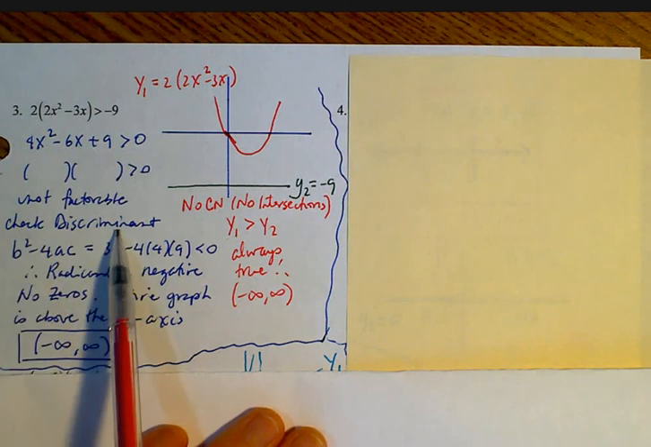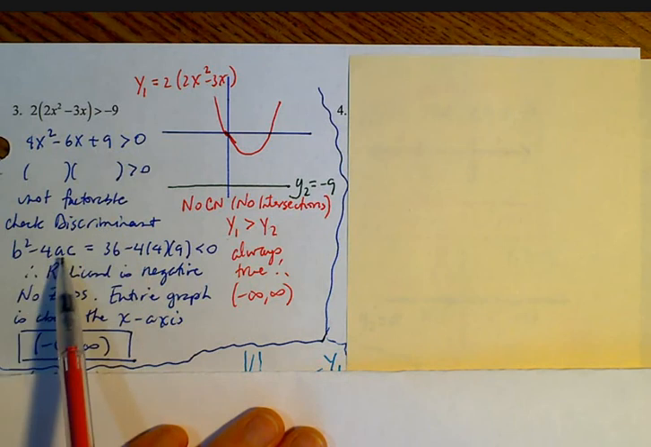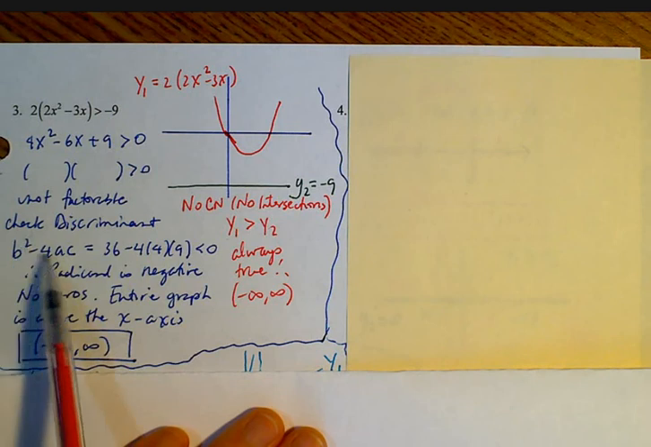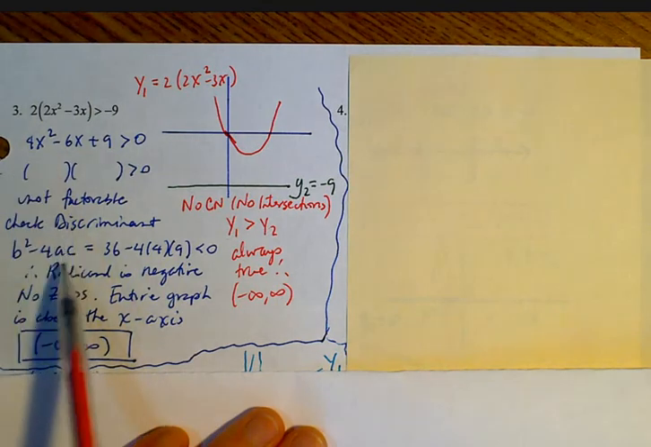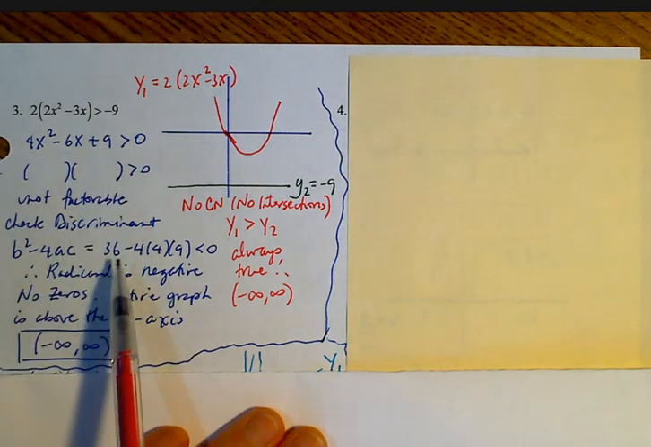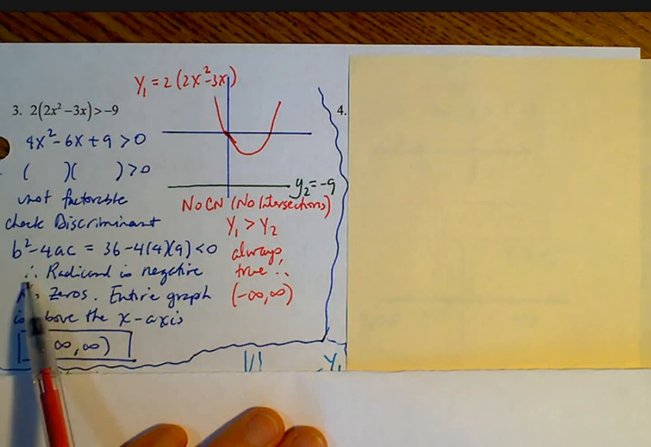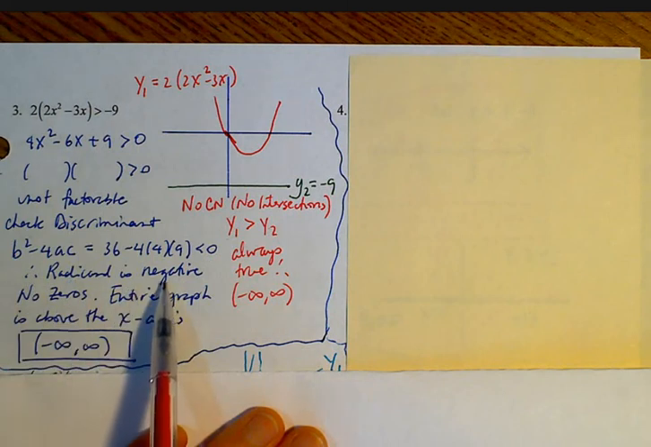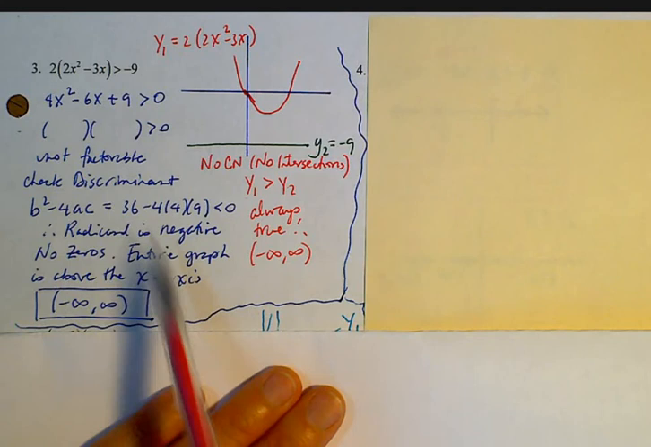So I'm going to check with the discriminant. Remember, for the quadratic formula, you have the square root of b squared minus 4ac as the part that is under the radical. Here b is -6, a is 4, and c is 9. When I test out b squared minus 4ac, I get 36 minus 4 times 4 times 9, which is less than 0, which means that the radicand is negative, which will give me an imaginary number. So that means that there are no zeros, so the entire graph is above the x-axis.